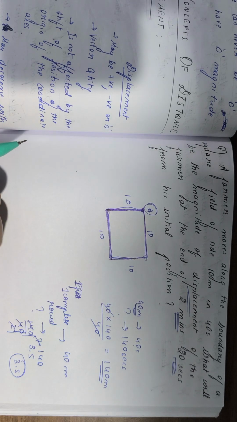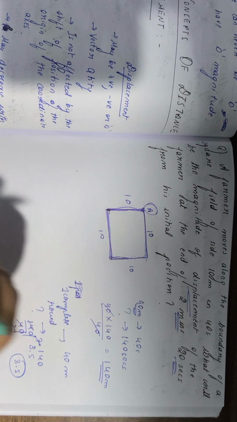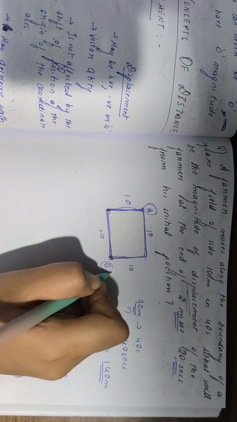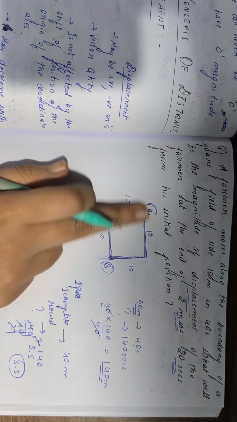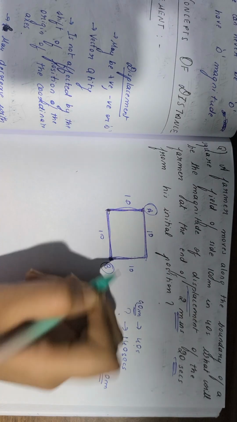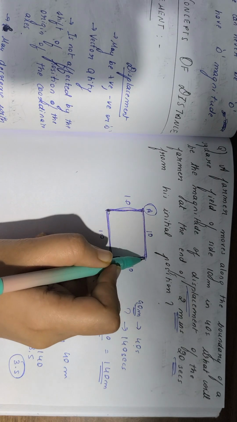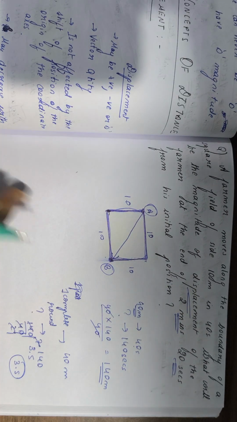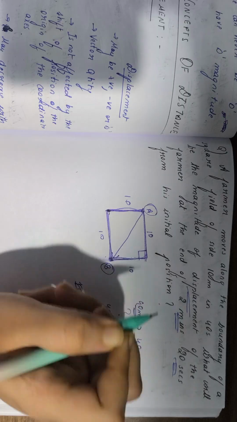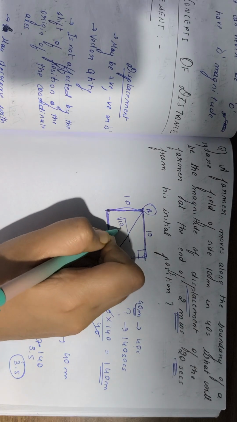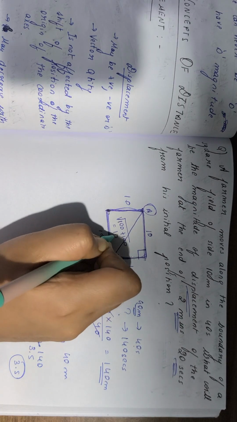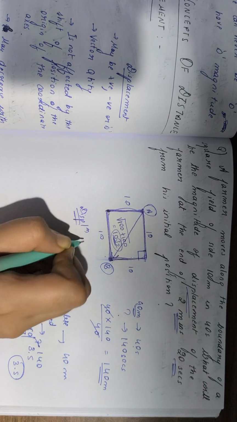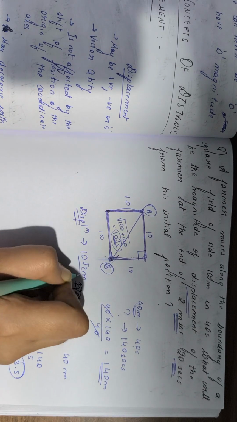For these 3 rounds, the displacement is 0. Then he has moved 0.5 round extra, which means he is over here. Which means 20 meters extra he has traveled. So what is the displacement from initial to final point? This will be the displacement. So this is 90 degrees. This will be root of 100 plus 100. How much will it be? 10 root 2. So displacement is 10 root 2 meters.